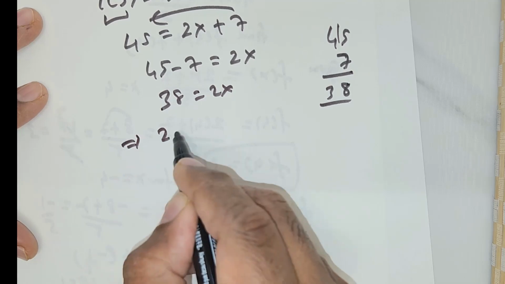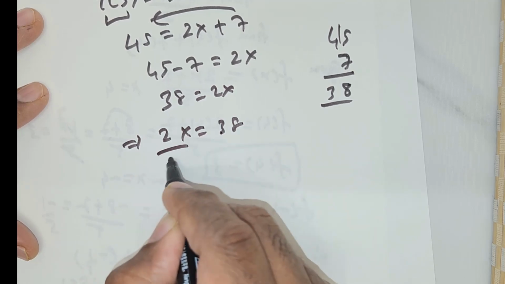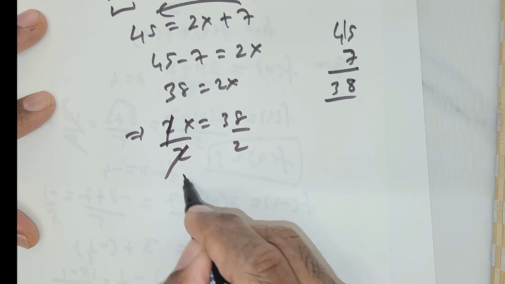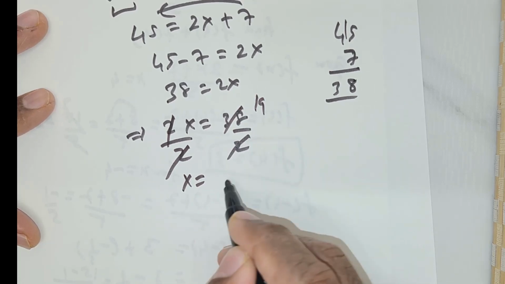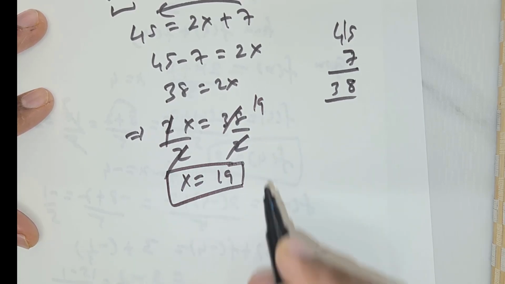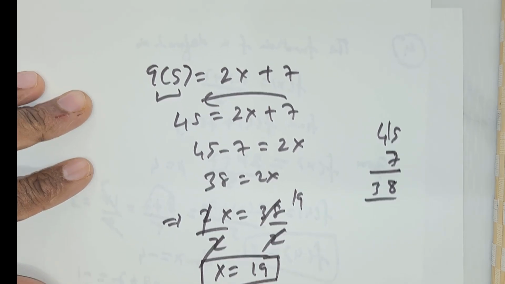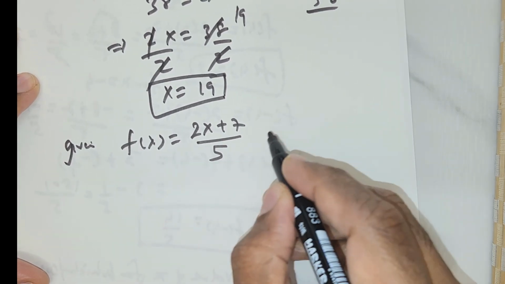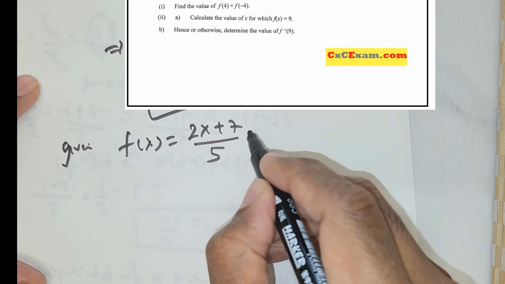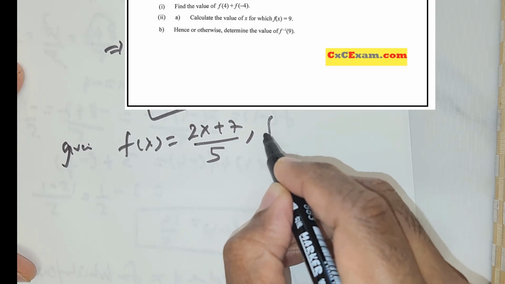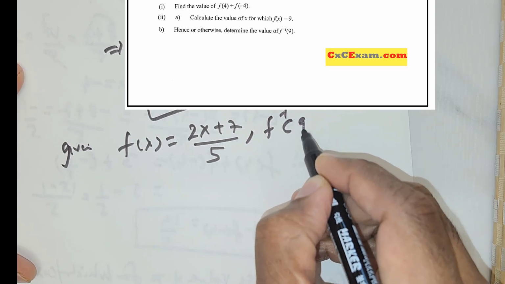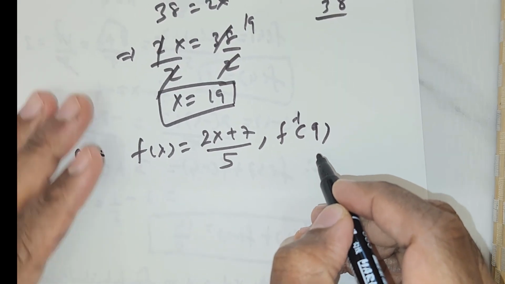I'm going to write this as 2x is equal to 38. Then divide by 2 both sides. 2 gets cancelled. 2 divides 38 19 times. So x is equal to 19 is the solution for this question. Now we are given f of x to be (2x + 7) over 5. We are asked to find f inverse of 9.